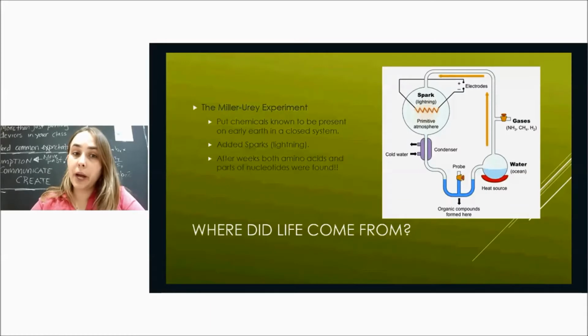The Miller-Urey experiment helped to answer the question, where did life come from? They put chemicals that were known to be present on early Earth in a closed system. They added sparks, which simulated lightning, and after weeks, both amino acids and parts of nucleotides were found.